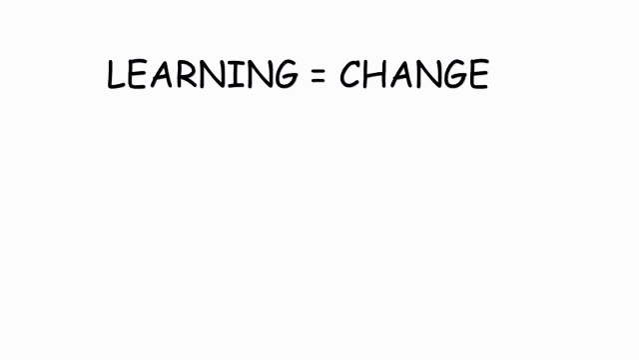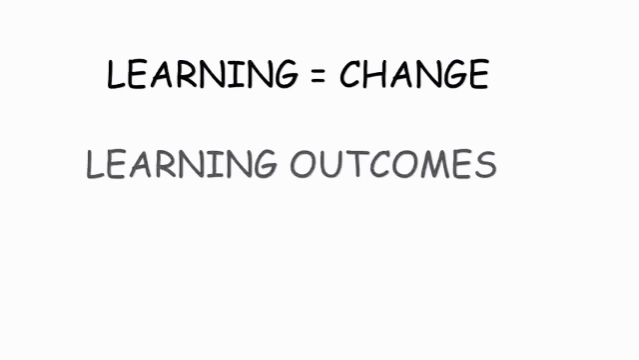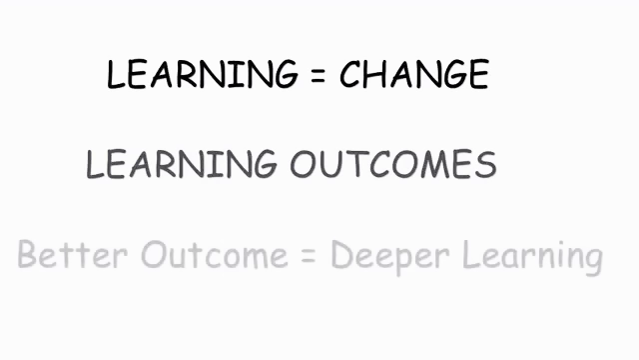What we can do with retained information is called a learning outcome. The more we can do with the information, the deeper the learning. The better the outcome, the deeper the learning. In other words, the more we can do with the information, the better the outcome, and the better the outcome, the deeper the learning. Let's go back and look at those examples of passive and active learning activities one more time and see how they affect learning outcomes.